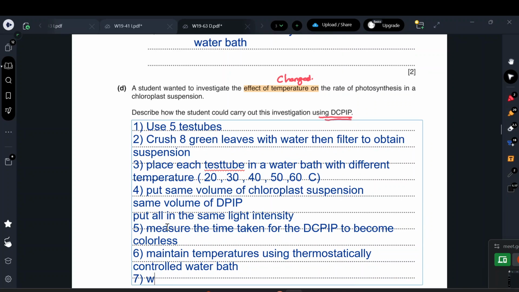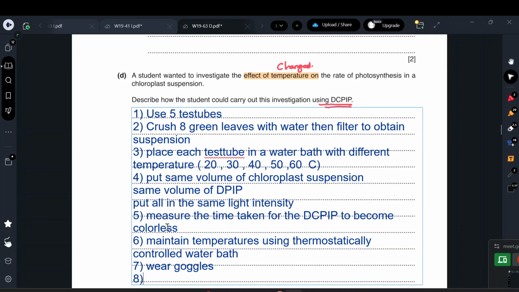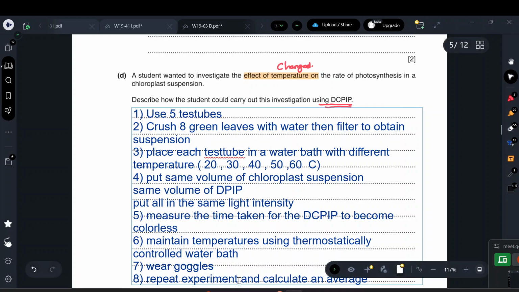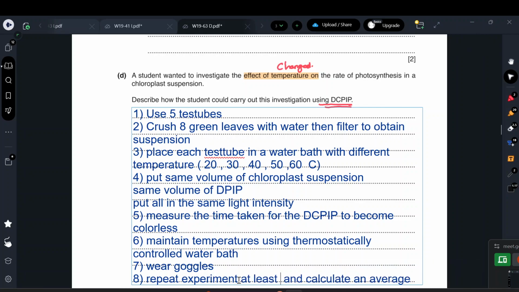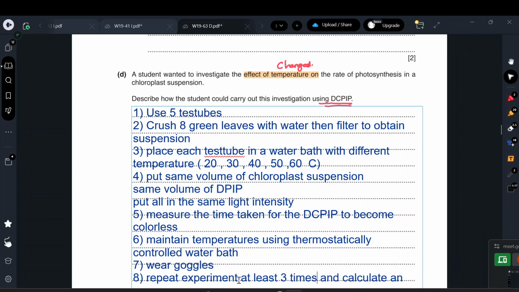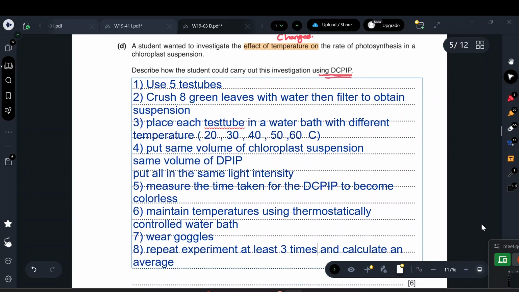Safety precaution, wear goggles, and then repeat experiment and calculate an average. Repeat experiment at least 3 times and calculate an average to be more reliable.